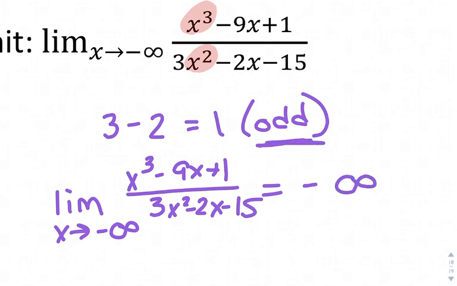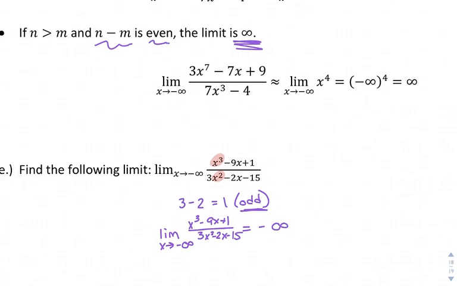When you get even here, that's when it goes towards infinity. So that chart is just a fast way of figuring out your limits.